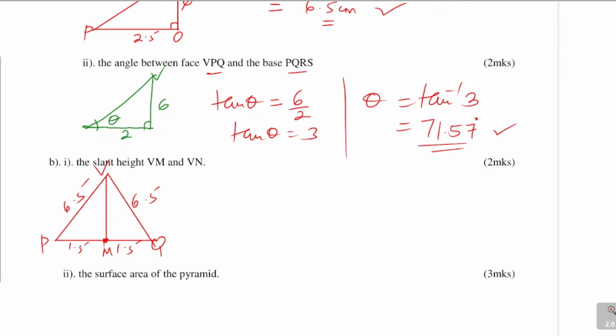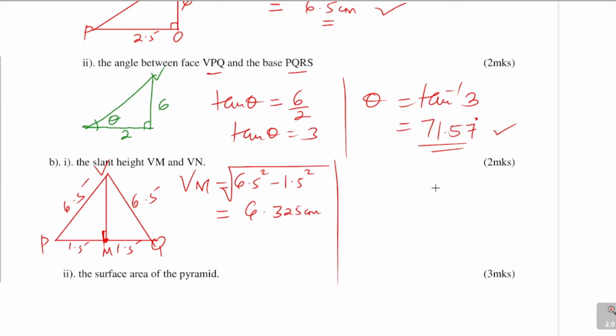So this one you can simply use, because that line from V to M is perpendicular, 90 degrees, it forms a right angle triangle. So VM, we use Pythagoras theorem, because that is a right angle triangle. So this is 6 squared minus 1.5 squared, you get the square root of that. And this will give 6.325 centimeters.